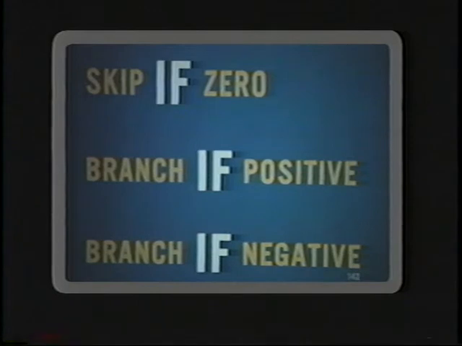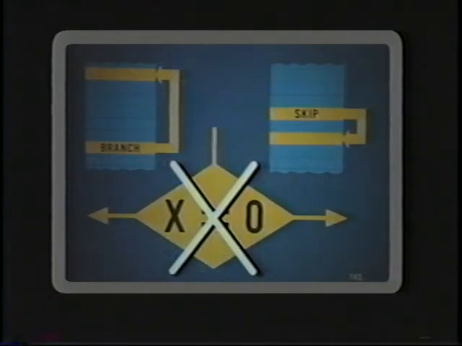Conditional branch and skip instructions are easy to identify because we use the word if when describing their function. For example, skip if 0, branch if positive, branch if negative, and so on. Unconditional branch and skip instructions, on the other hand, always divert the computer's normal program sequence. There's no prescribed condition that must be met before the branch or skip operation can take place.